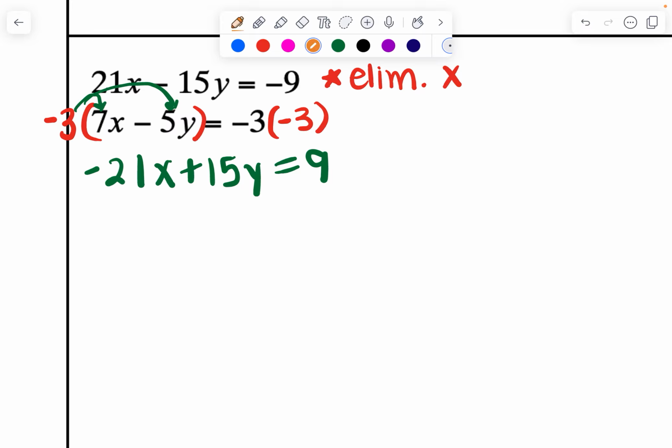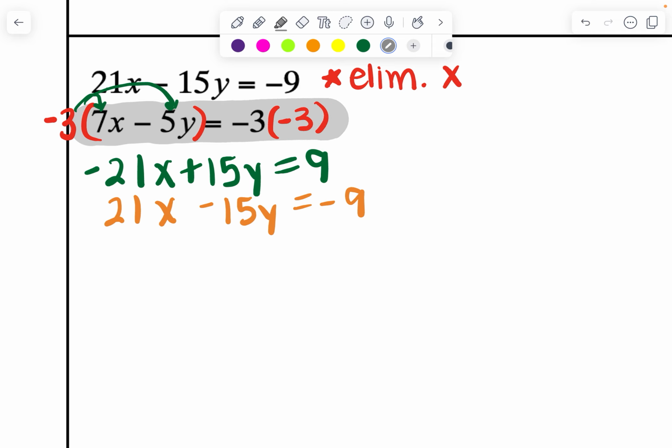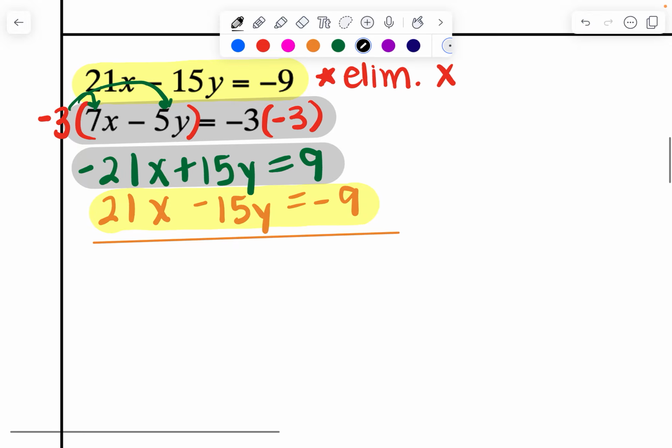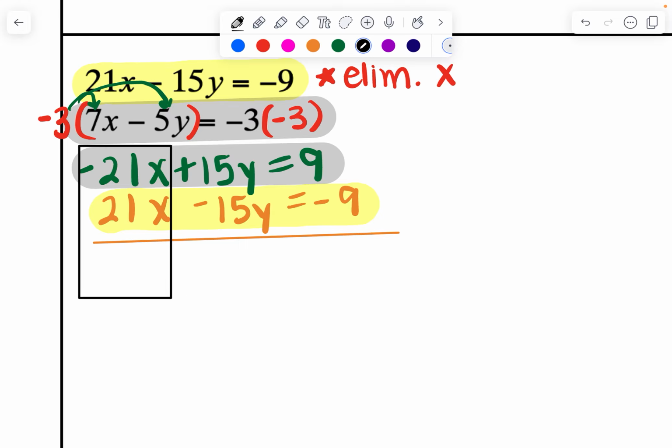And then I'm just going to rewrite my original equation, my first equation there, 21x minus 15y is negative 9. So again, this equation, I multiplied everything by negative 3 to get what I have written in green. And then this equation, I just rewrote it there. So my x's and my y's are lined up. Now I can combine like terms. Here, negative 21x plus 21x, those just go away. I get 0 or they just cancel.